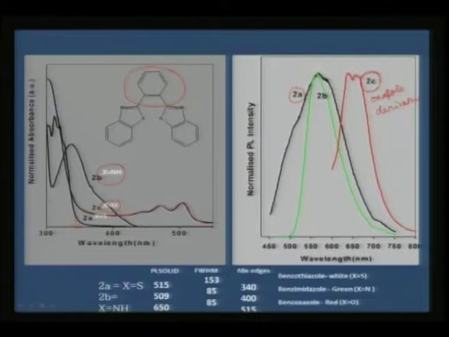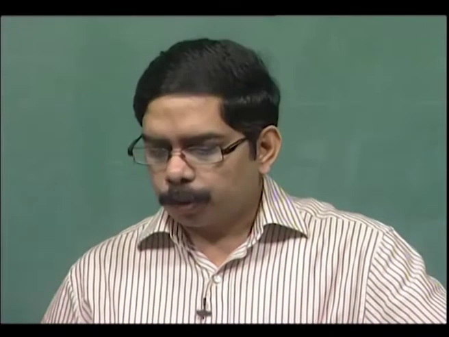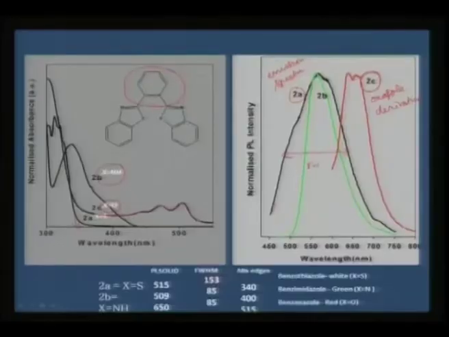Nevertheless, you can see here the emission spectra of 2A molecule again shows a full width at half maxima which is 153 nanometer, which means even the 2A molecule, that is thiazole molecule, shows a white light emission, full width at half maxima which is greater than 150 nanometer.